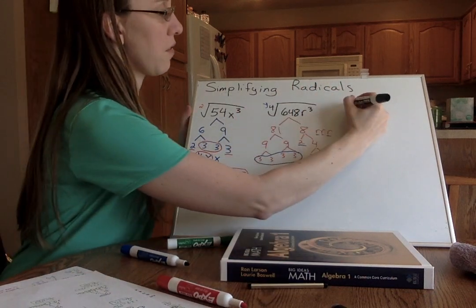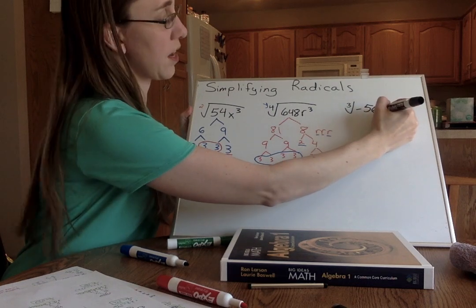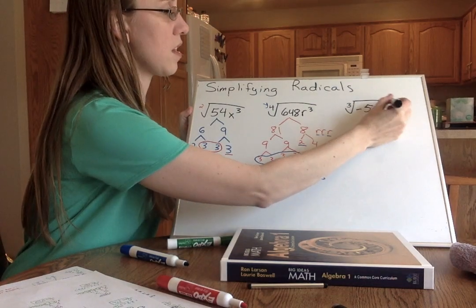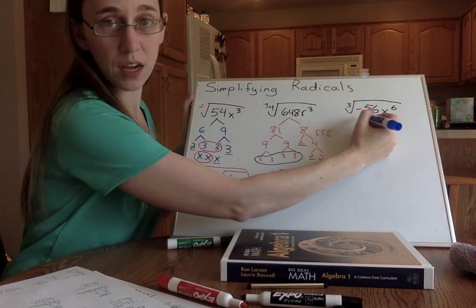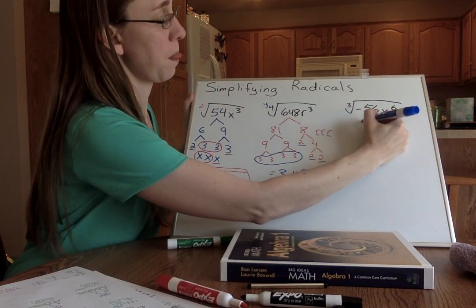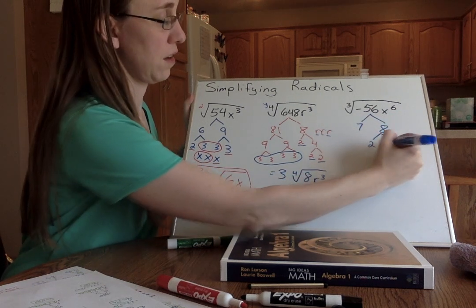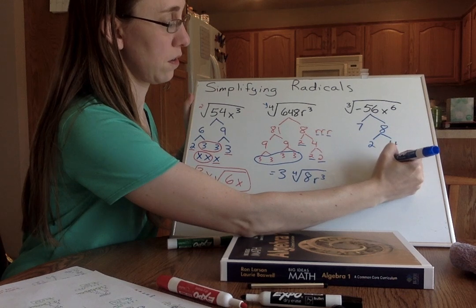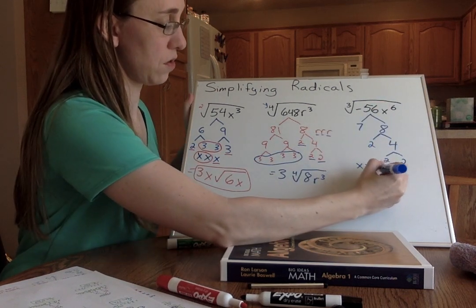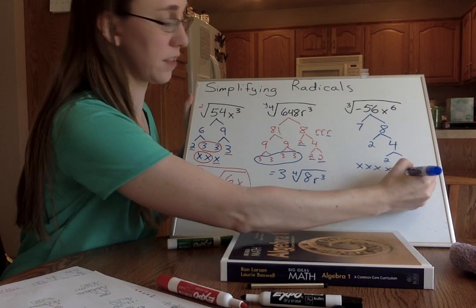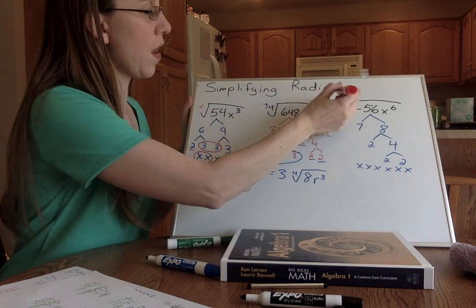Okay, let's try a cube root, just for practice. Negative 56x to the 6th. So we know our answer is going to be negative. Don't forget that when we get to the end. 56 breaks down into 7 and 8, 2 and 4, 2 and 2. And I have 6 x's. So 1, 2, 3, 4, 5, 6. I'm writing them out just so you can kind of see and it's easier to circle stuff.